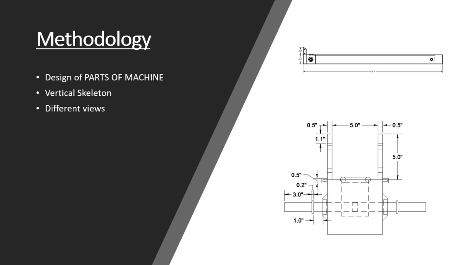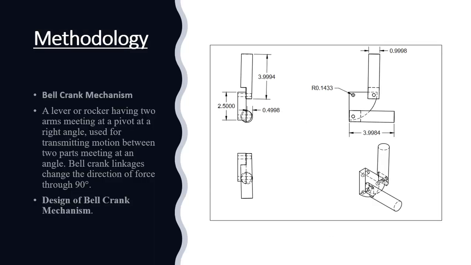In this slide you are seeing the vertical skeleton of the machine, in two views. The first one is the side view of the skeleton of the machine and the second one is the top view. The main problem we faced in the design of the machine was how the machine will lift the 63.5 kg up to the height of 0.76 meter and drop it automatically.